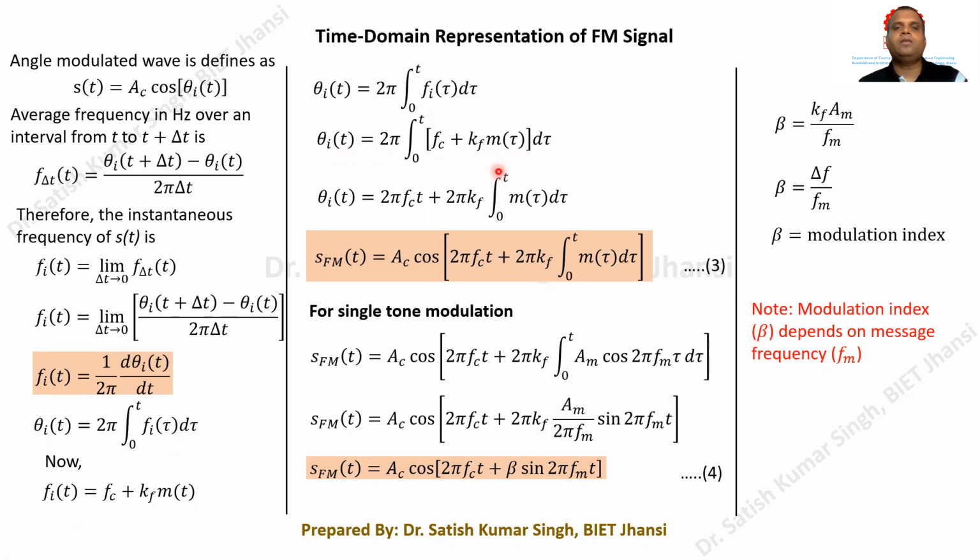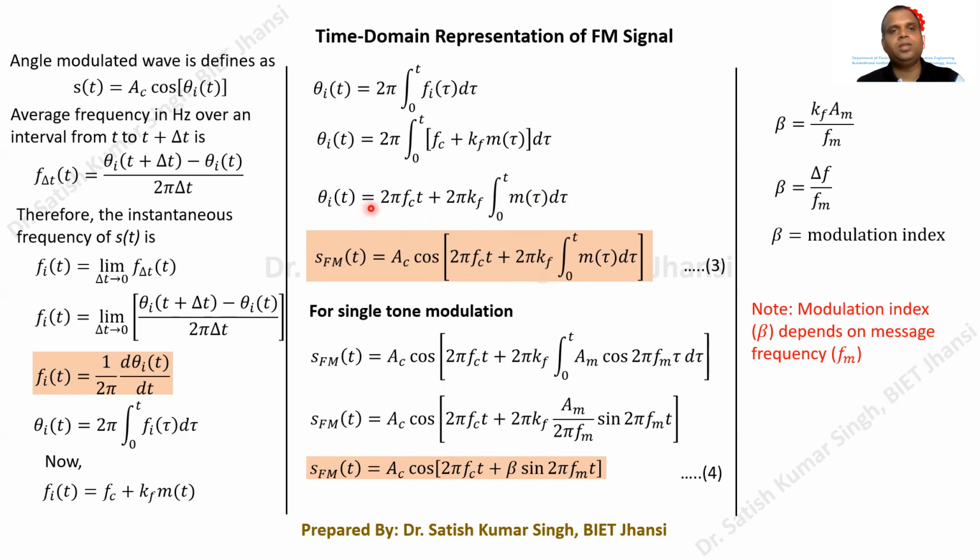Okay, so now after doing this integration, we will be able to get theta_i(t) equal to 2πf_ct plus 2πk_f times the integral from 0 to t of m(τ) dτ. So basically this is our basic definition of theta_i for the FM case.